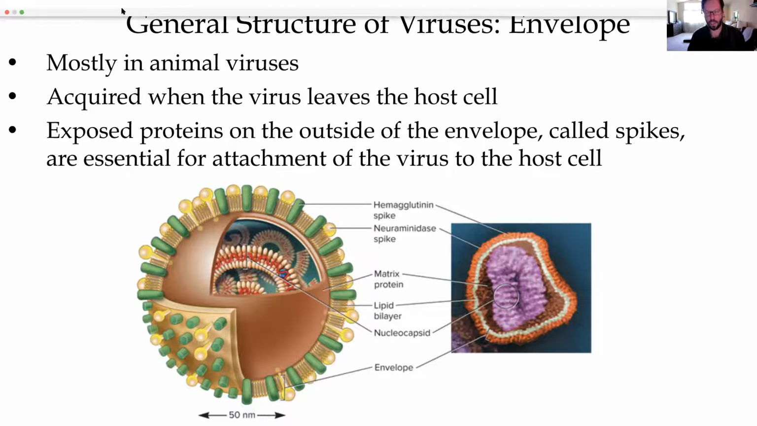And so these envelopes that they get are going to be from the host. Most plant cells don't have as fluid of a cell membrane, right? They have a cell wall, if you have had general biology or botany. And so it doesn't lend itself to budding off as readily as animal viruses, but there are some enveloped plant viruses. It acquires the envelope as it leaves the cell. It has proteins on the outside called spikes, and that's what they use to attach to the next host cell.